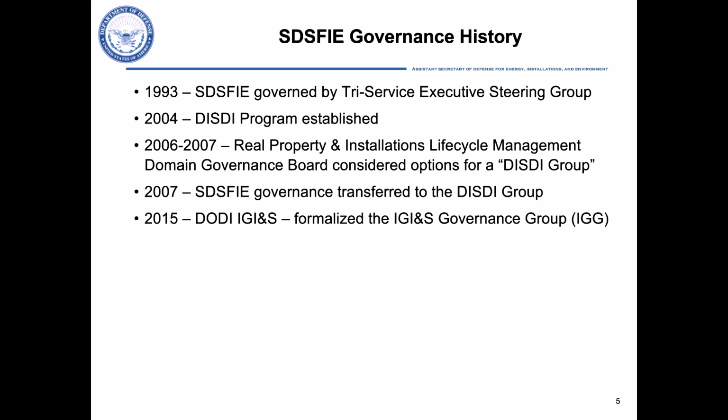In 2015, the DoD changed the name of the DISDIG to the IGINS Governance Group, or IG, which remains in operation today. It maintained the breadth of governance participation and changed specification of the chair to the IGINS Geospatial Information Officer in the DISDI office.